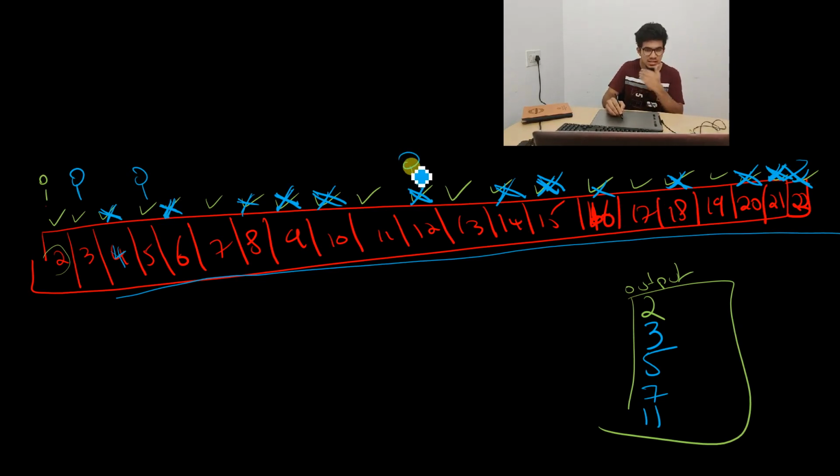X mark means it is not a prime. Here 13. So I hope you are able to understand the logic, right? I hope you are able to notice that it is very fast. You will be able to get the answer. Okay.